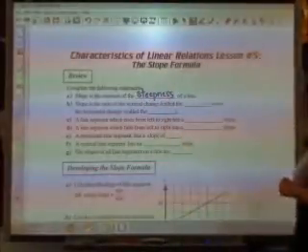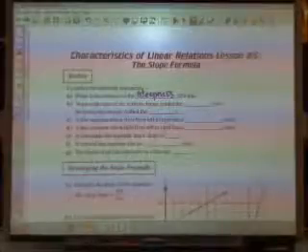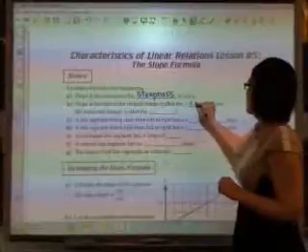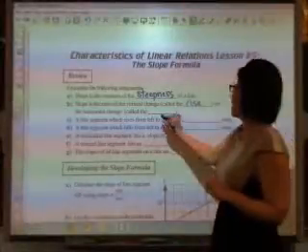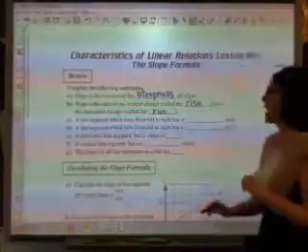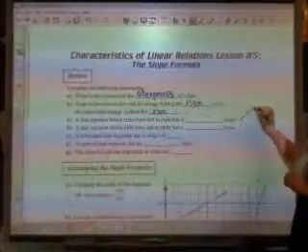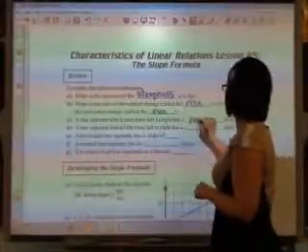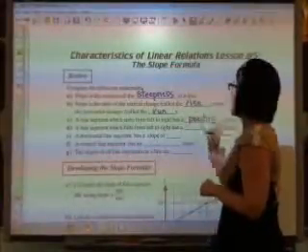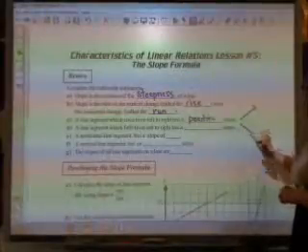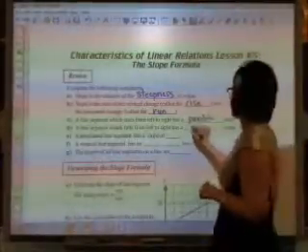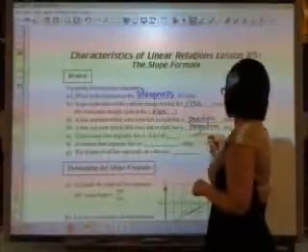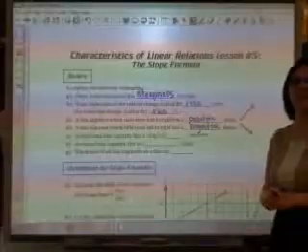Okay. Slope is the ratio of the vertical change, which we call the rise, over the horizontal change, which we call the run. If a line segment rises from left to right, what kind of a slope does it have? Positive. If it falls from left to right, it has a negative. If it is a horizontal line, it will have a 0.